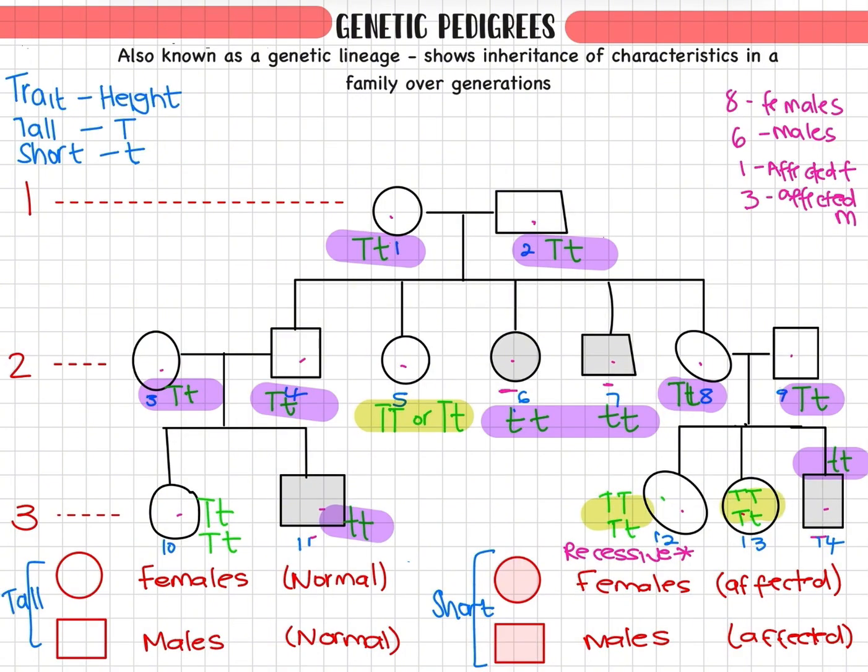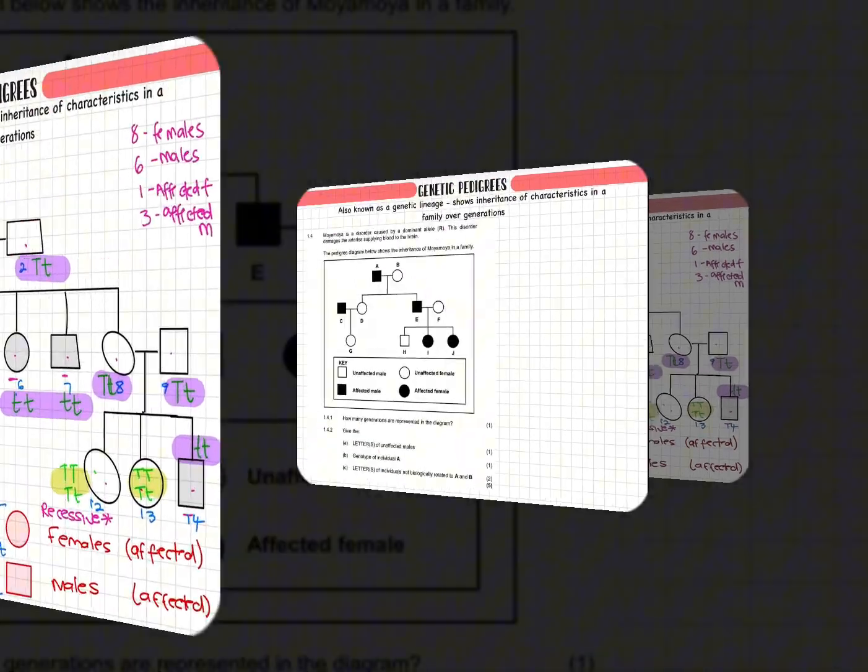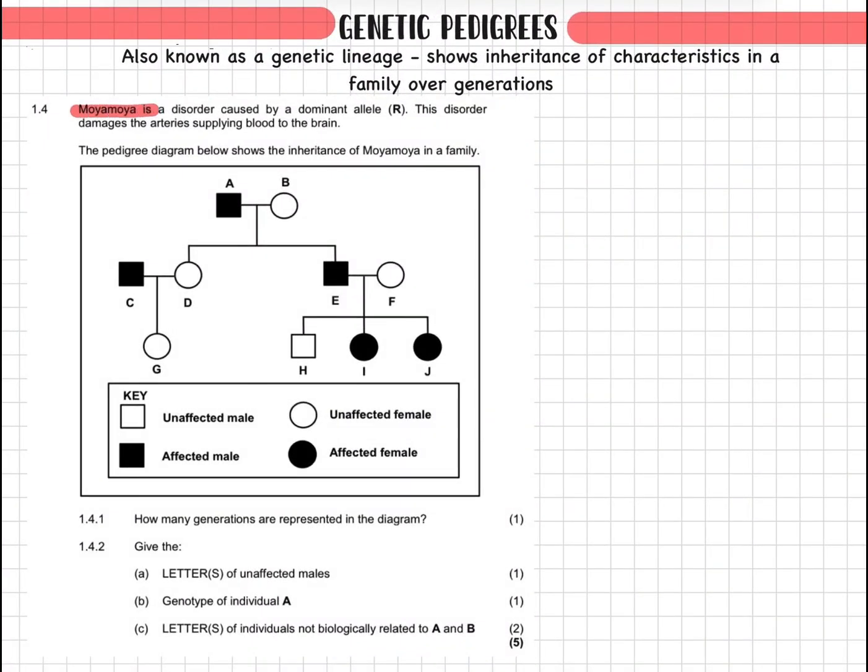Now let's do an example. It says here, moyamoya is a disorder caused by a dominant allele. This disorder damages the arteries supplying blood to the brain. We have individuals A to J.